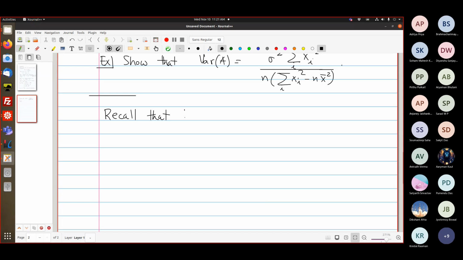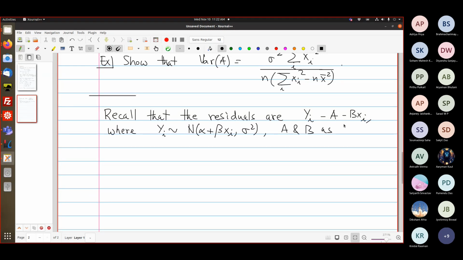So recall that the residuals are yi minus a minus bxi. This is precisely the vertical distance in the graph that we were talking about, where the yi's are independent. Yi's are normal alpha plus beta xi, sigma square, and a and b as before. Right? They have these somewhat complicated formulas.